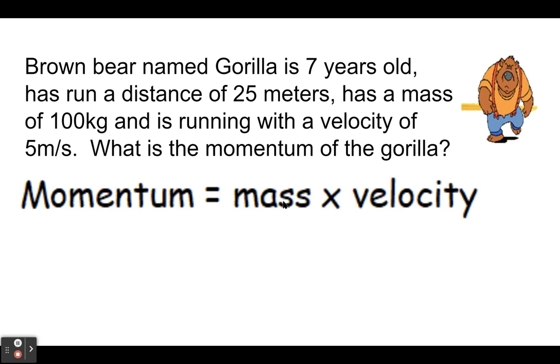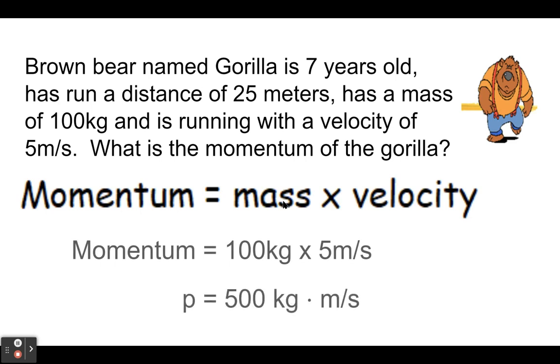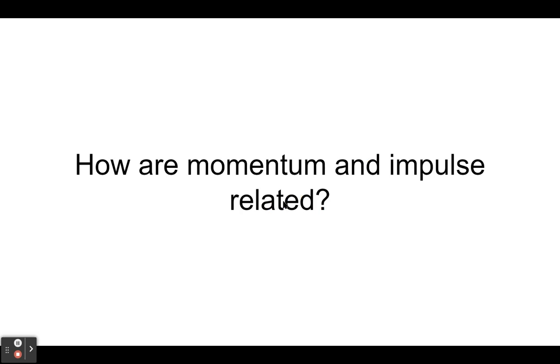So momentum is mass times velocity. I've given you extra numbers. You only need the numbers for mass and velocity. So we're going to do the mass, which is 100 kilograms, times the velocity, which is 5 meters per second, and I get a momentum of 500 kilograms times meters per second.